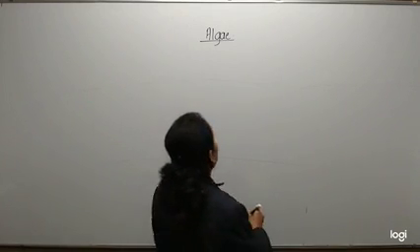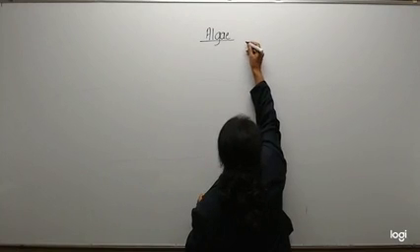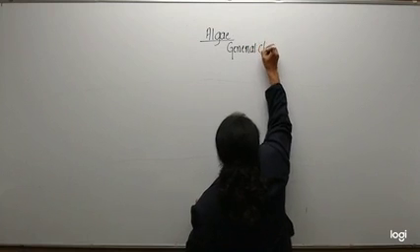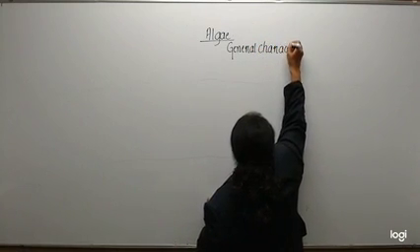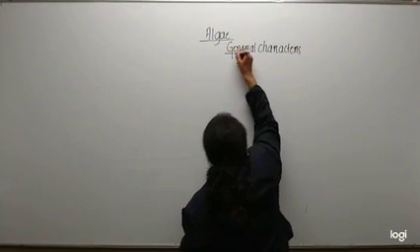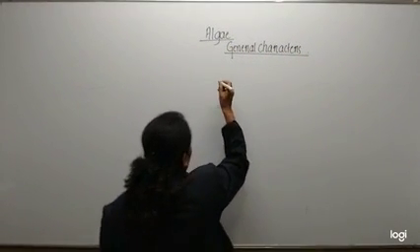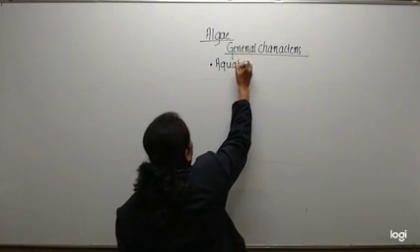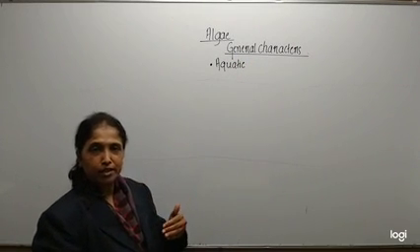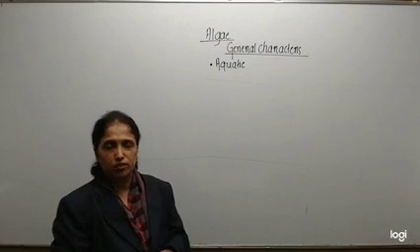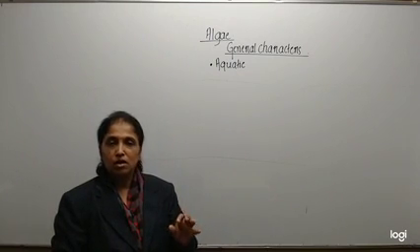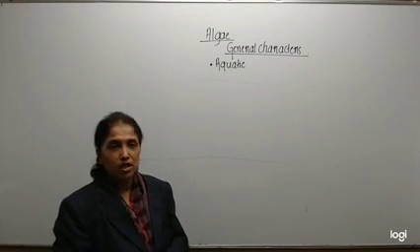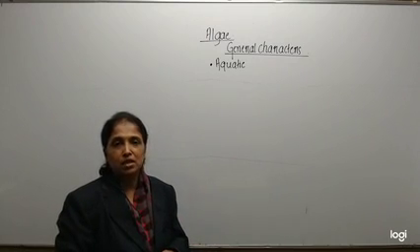Some of the general characters of algae we are discussing. All these are aquatic. These are the primitive forms, because when it comes to bryophytes and pteridophytes, there we find terrestrial and well-developed, organized plant bodies. But here these are primitive and most of these are aquatic.